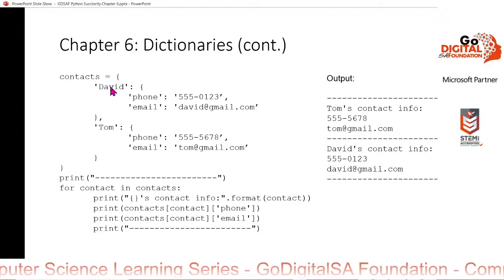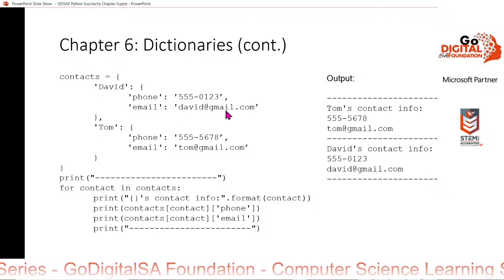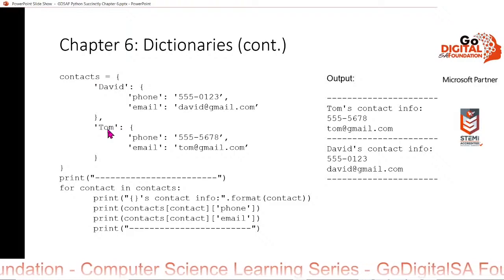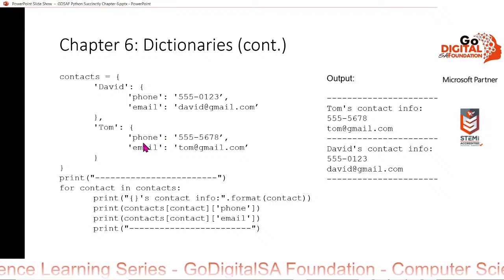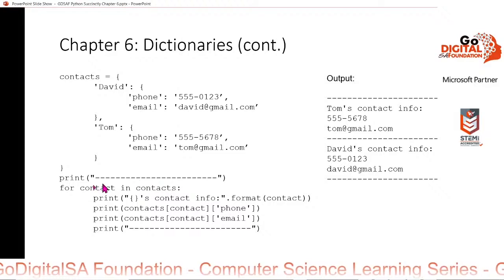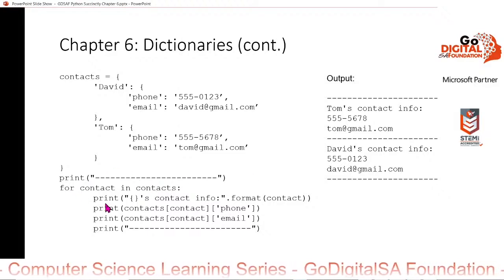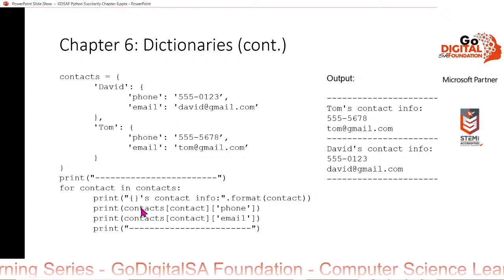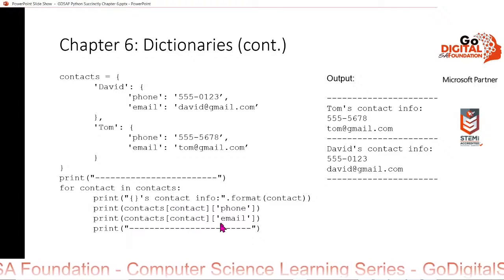The first item is David, and it consists of a dictionary with a phone number and an email address. And then the second item of contacts consists of a key, which consists of a dictionary with a phone number and an email address. So here we're just printing a dotted line, then for contact in contacts, print contact, and then we print contacts, contact phone, and we print contacts, contact email.